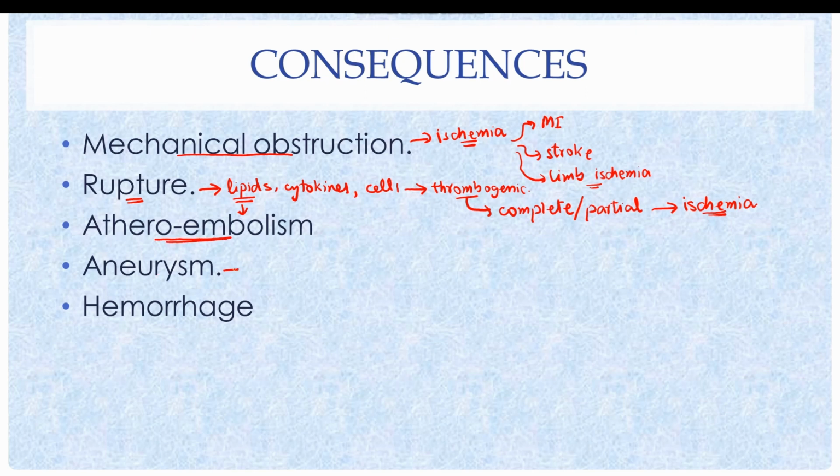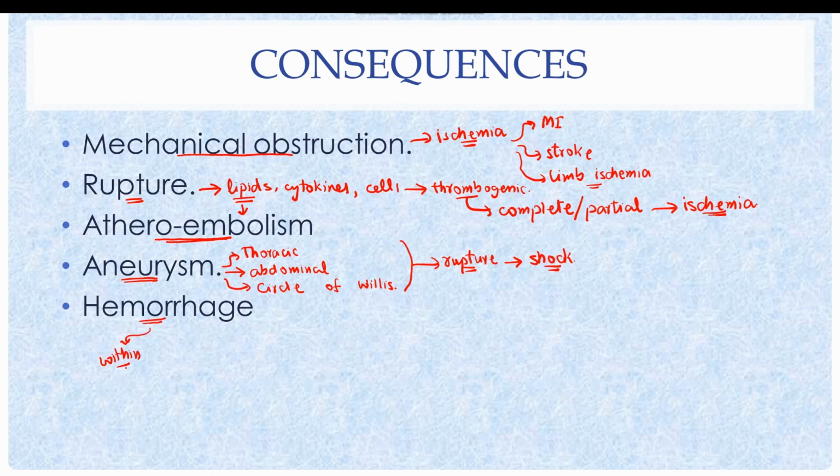Atherosclerosis is associated with weakening of the vessel wall, hence resulting in the formation of outpouchings known as aneurysms. The aneurysms can develop in the thoracic aorta, in the abdominal aorta, and in the circle of Willis. These aneurysms can ultimately rupture, leading to profuse bleeding and shock. The hemorrhages can occur within the plaque as well as inside the blood vessel. The hemorrhage usually occurs within the plaque at the site of neovascularization, leading to bleeding within the atherosclerotic plaque.